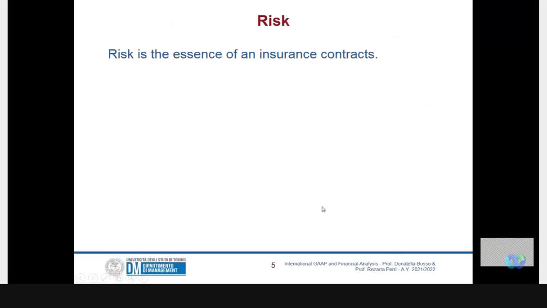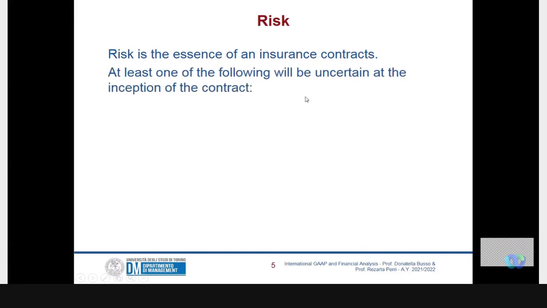Now, what the risk is, of course, these are theoretical explanations about things that probably are not related only to insurance contracts. But risk related to the insured event is the essence of an insurance contract, and at least one of the following elements will be uncertain at the inception of the contract. So when we sign the contract, at least one element will be not certain, will be left to be proven or not in the future.